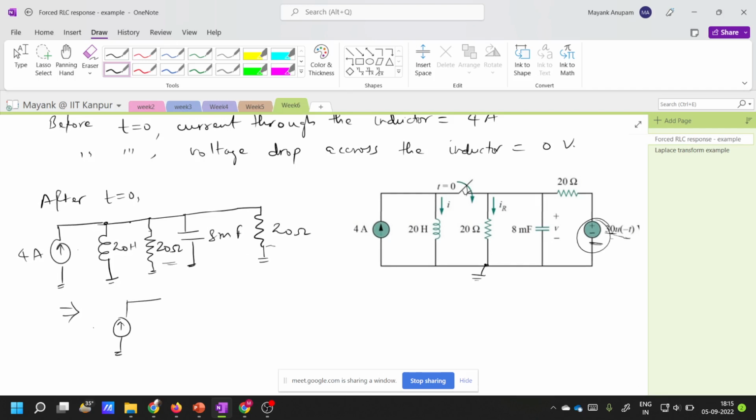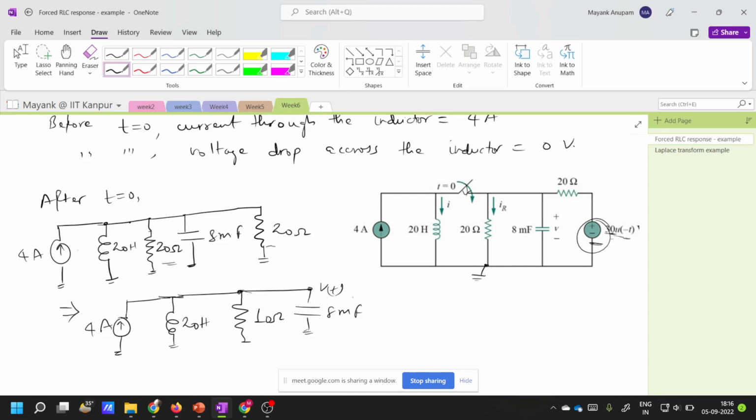So this is 4 ampere. This is 20 Henry. This is 10 ohms. This is 8 millifarad. Right. Now I have to find out what? I have to find out this voltage. Sorry, this is not V0. This is just V. I have to find out the voltage across this capacitor, right? So this is V of t. I want to find it.